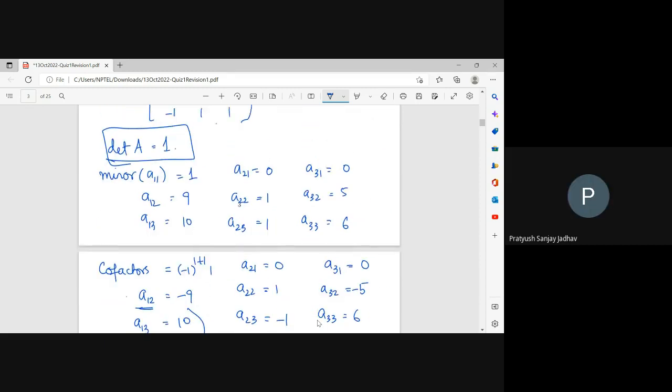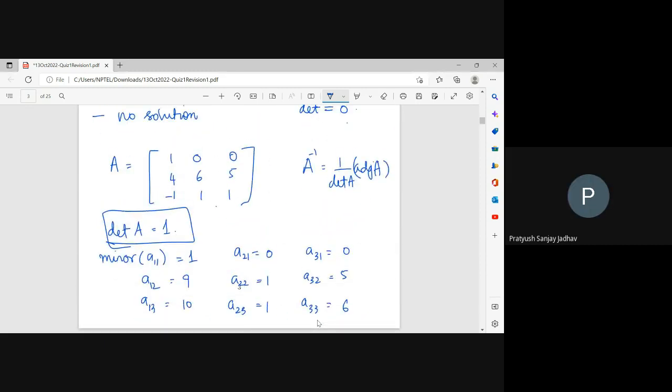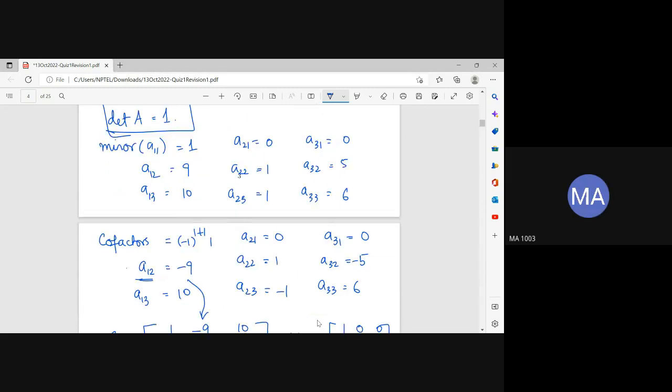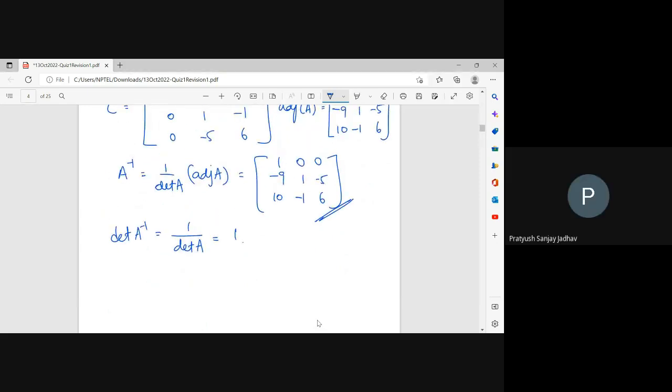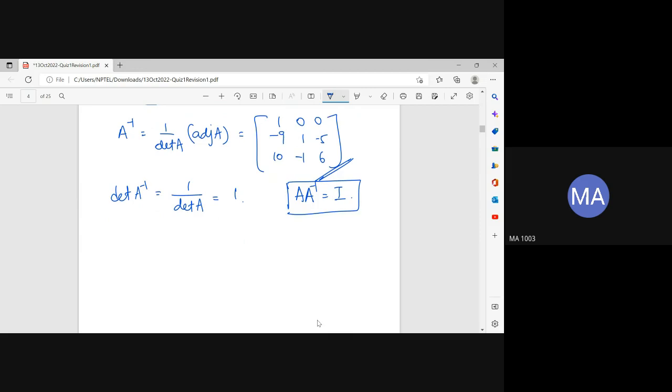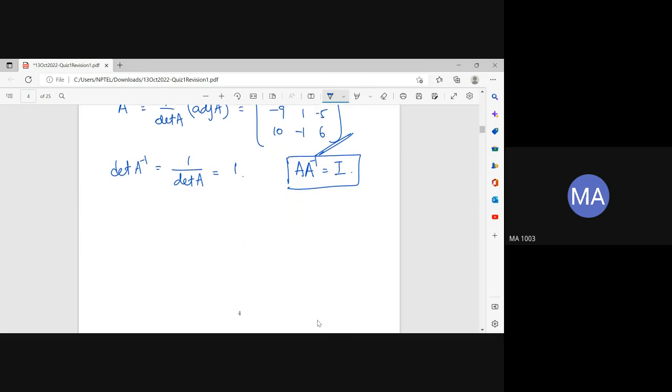Ma'am, we can also use the row transformation method to calculate the inverse, right? Yeah, we can. We'll do that also for the same matrix. A into A inverse equals the identity matrix, and using this we can use row transformations and find the inverse of the matrix. Before getting there, what are the elementary row operations?